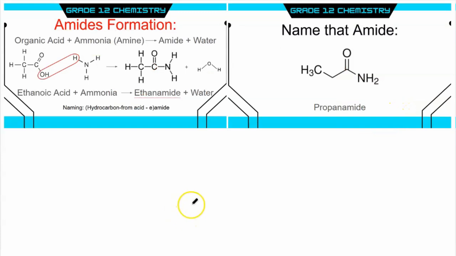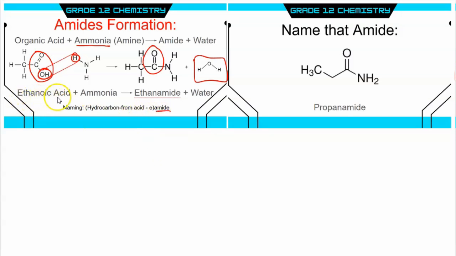All right, amides. So if we have an organic acid, so here's our acid, and we combine it with ammonia, what's going to happen is one of those hydrogens mixed with the hydroxyl group on our acid is going to make our water. And then we are left with this here linking the chains. That's what you want to look out for. So how are we going to name this? Well, we're going to take our acid and we are going to replace it with amide.